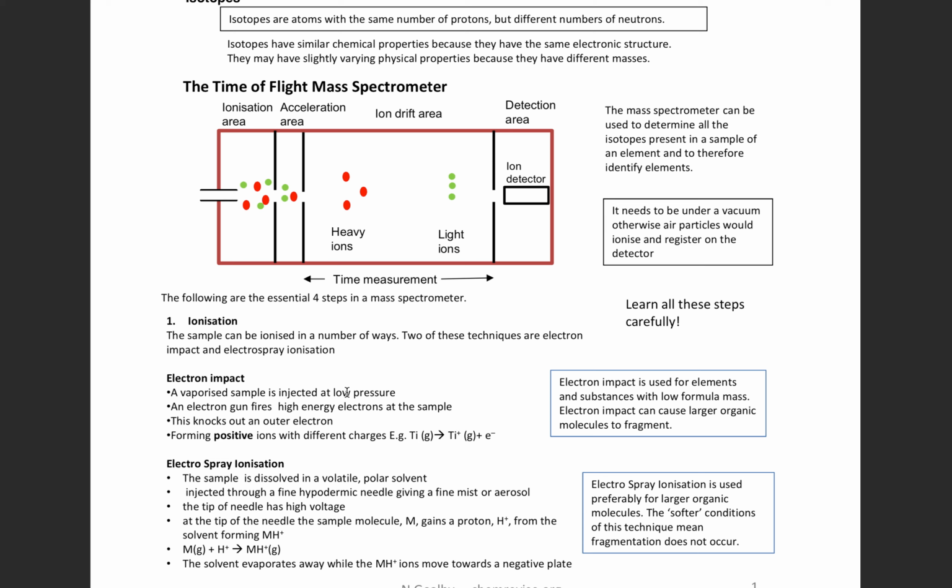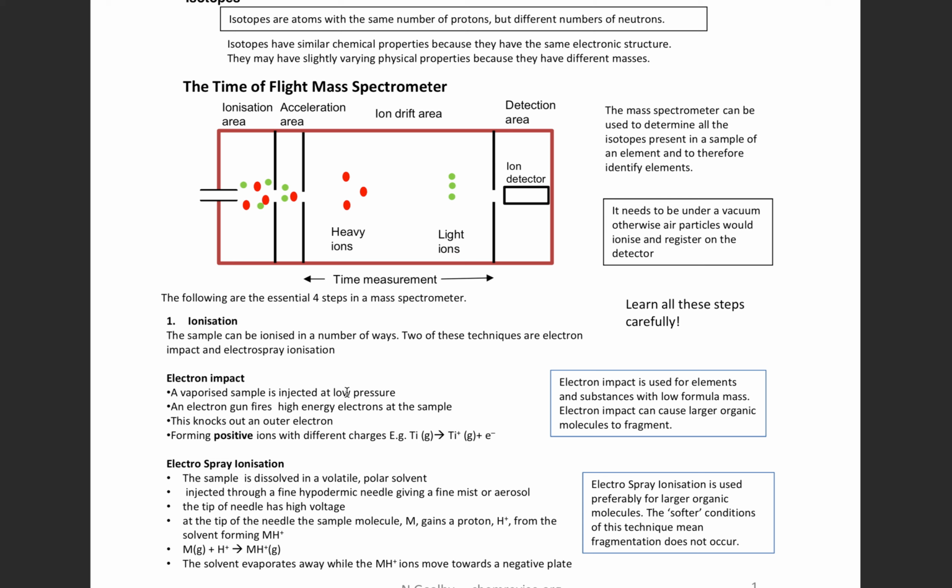So the ionization area is the first step of your time of flight mass spectrometer. The sample can be ionized in a number of ways. Two of these techniques are electron impact and electrospray ionization. You basically have to take your element and ionize it, meaning you have to take electrons from it or give electrons to it, to make it a positively charged or a negatively charged particle.